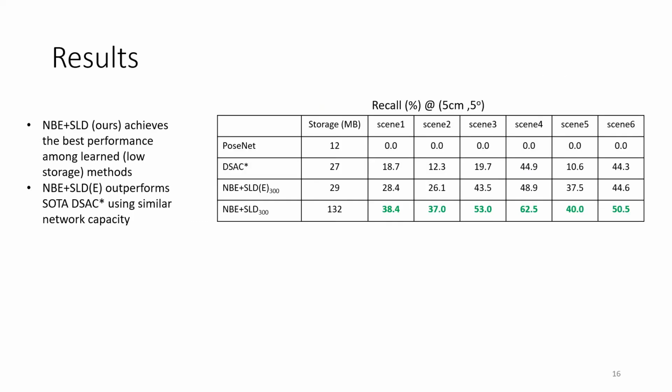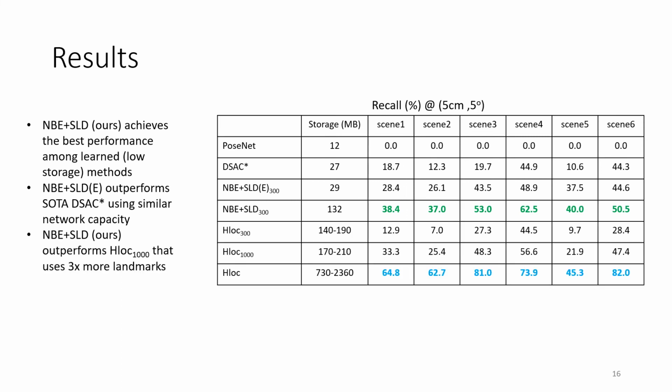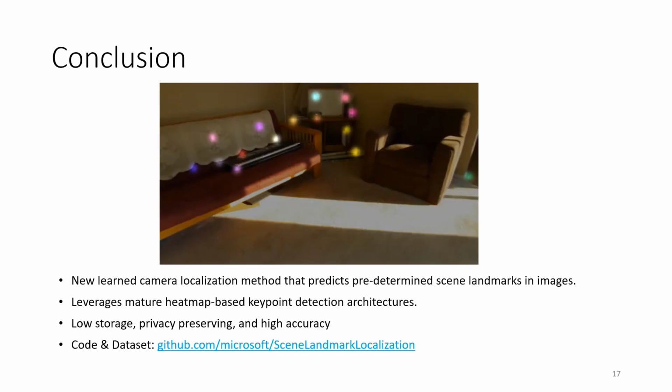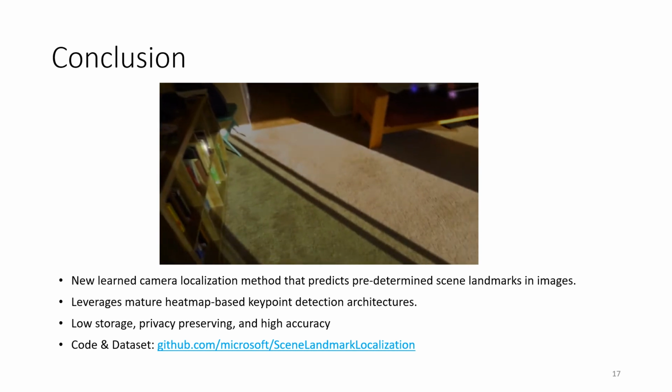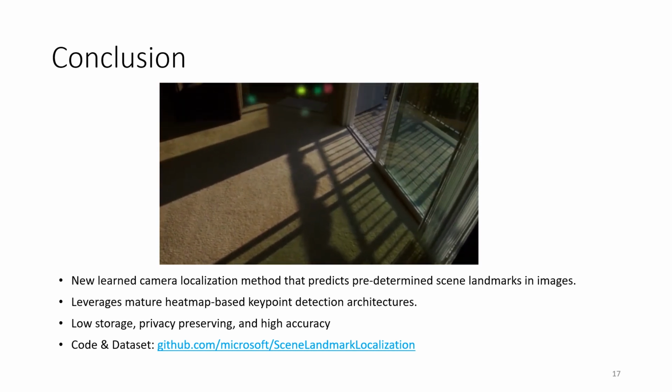We present the quantitative results on the Indoor 6 dataset on the 5 degree and 5 centimeter metrics. For methods that only require storing a neural network, our NBE plus SLD achieves the best performance. Moreover, the efficient version of our method also outperforms the state-of-the-art DSAC*. Although we underperform HLoc, if we restrict the number of landmarks being used to 300 or even 1000, our approach outperforms HLoc. In conclusion, we present a new learned camera localization method that predicts predetermined scene landmarks in images.